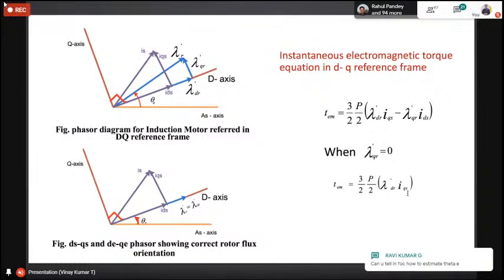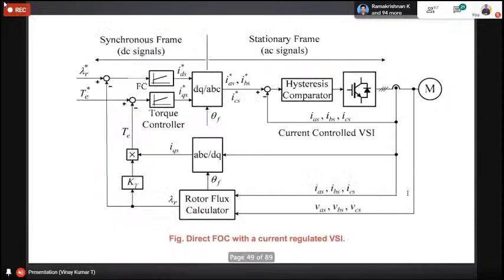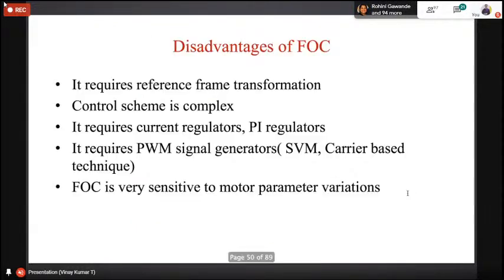Next, once you know the theta e value, the next step is you need to transfer the D axis in phase with rotor position. Right? These are all the steps for FOC method. This is a simple block diagram for FOC method. What are the drawbacks? These are all the drawbacks of FOC.